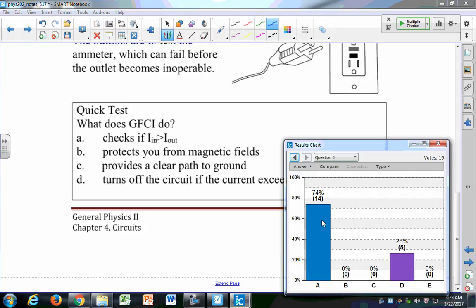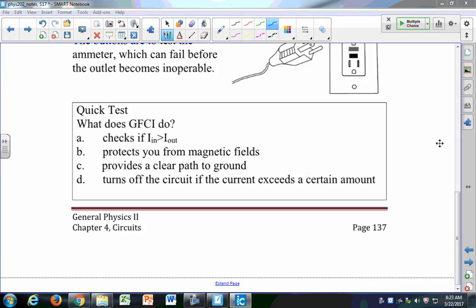Okay, a GFCI turns off if I in is bigger than I out. Make sure that you understand the difference between this and this, because D isn't for a GFI. What is D for? What is D described? A circuit breaker, right. So those look very similar, the GFI and the circuit breaker, but they're actually different. So make sure that you understand that. C, by the way, here is the grounding. And now we have one more, I think.